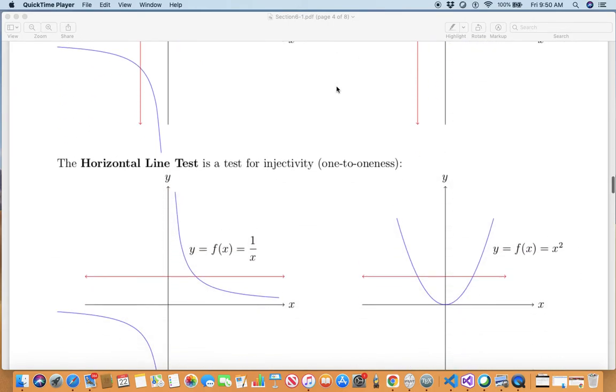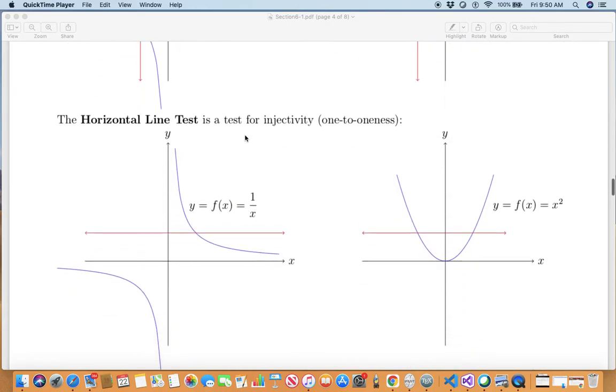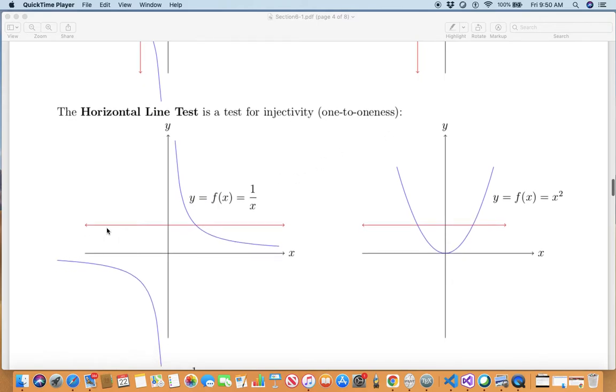What about the horizontal line test? It is a test for injectivity or one-to-oneness. You take a horizontal line. That means for every y, there is one and only one x. That makes it injective. That is, no two x's will give you the same y. No two x's give you the same destination. So y equals 1 over x, that one is indeed injective.